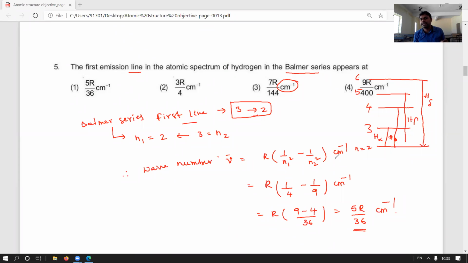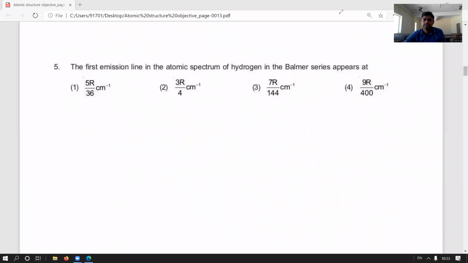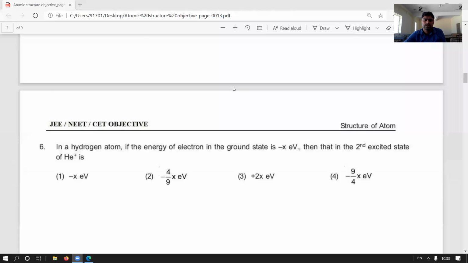So in the Balmer series, n1 is equal to 2, then n2 values 3, 4, 5, 6 will start like that. From 3 to 2 is the first line, 4 to 2 is the second line, 5 to 2 is the third line, 6 to 2 is the fourth line. All transitions from a higher energy level to n equal to 2 belong to the Balmer series lines. Okay, next question, let's see.